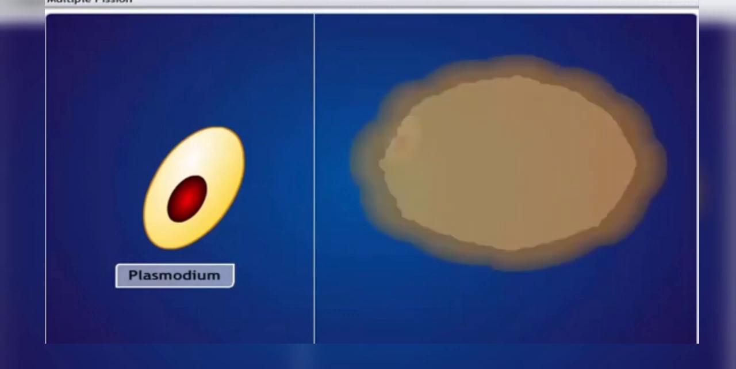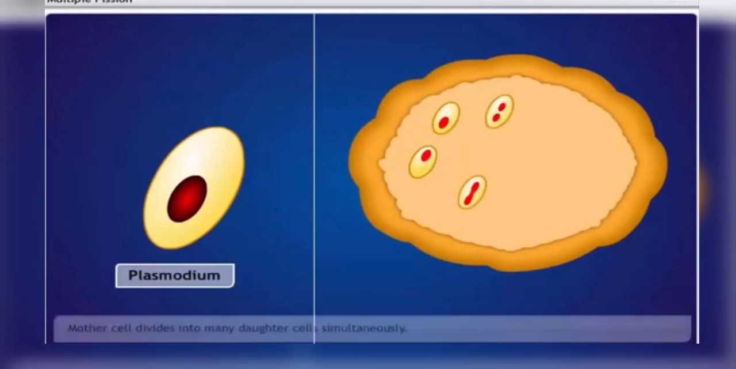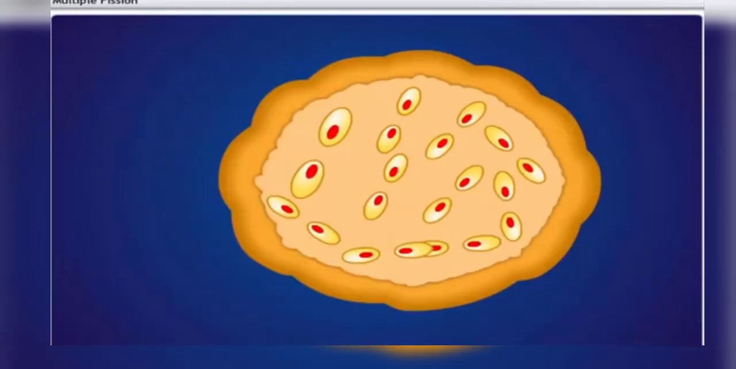Interestingly, the malarial parasite Plasmodium is also a unicellular organism which causes malaria in humans, and it divides by multiple fission. The nucleus divides many times, and from a single parent cell, a large number of daughter cells are produced.